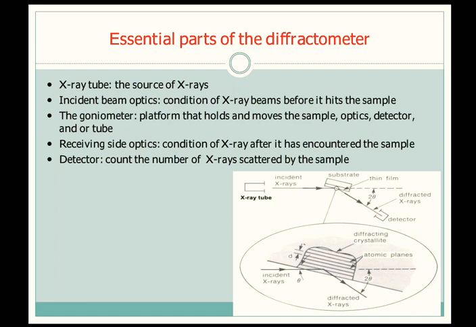Next one is receiving side optics. That is the optics or condition of X-rays after passing through the crystalline material. The detector counts the number of X-rays scattered by the sample. The detector is the one which receives the scattered X-rays, and we can analyze them through the detector.